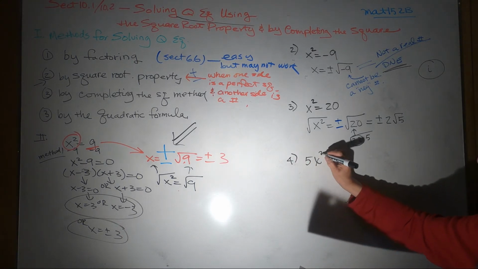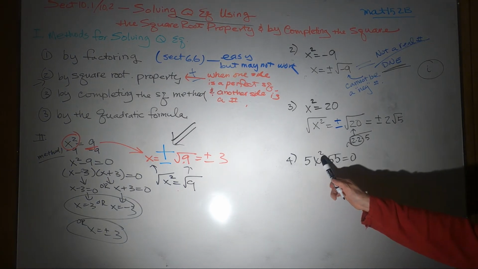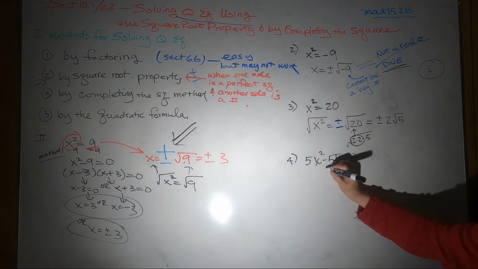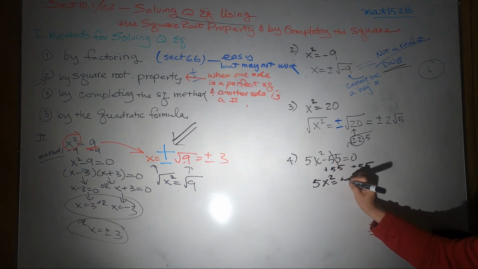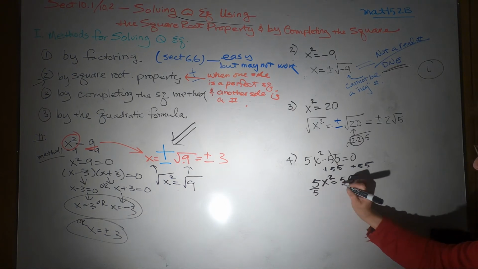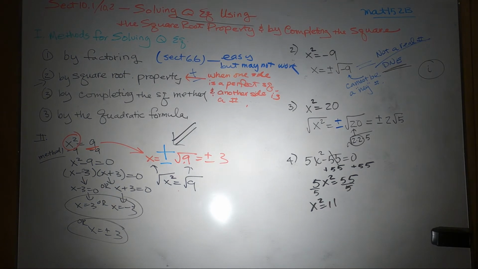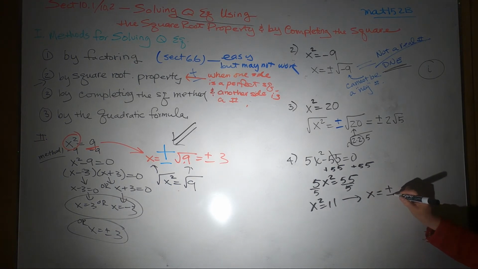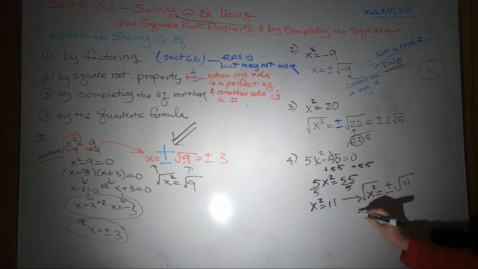Next one, 5x squared minus 55 equals 0. Which method will you use? You can use factoring, easy one. But when you see, oh, I just have a square, I just have a number, we can use the square root property. Then we will move the number away, right? So we will have what? 5x squared equals 55. Then we want to get x by itself. We make x squared. Then take a square root for it. Then you take the square root, it will be what? Plus minus. So when you do that, take a square root, plus minus of 11. Then that would be your x.